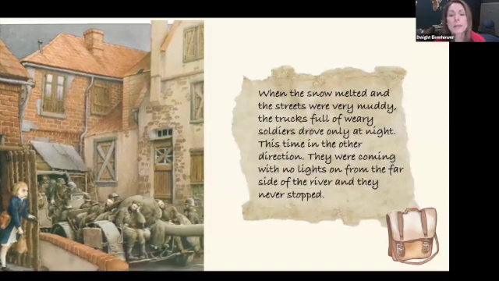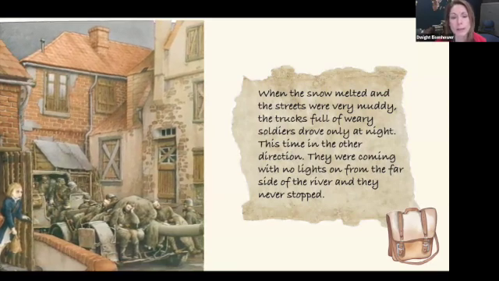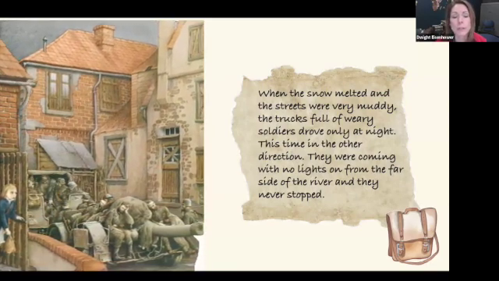When the snow melted and the streets were very muddy, the trucks full of weary soldiers drove only at night. This time in the other direction. They were coming with no lights on from the far side of the river, and they never stopped.